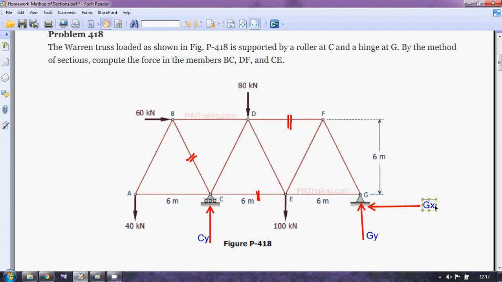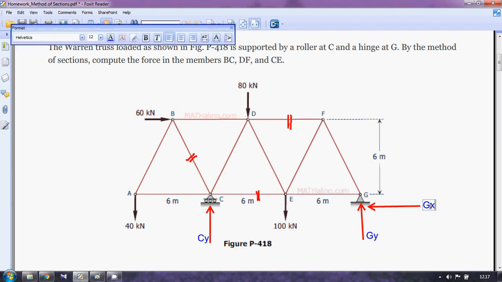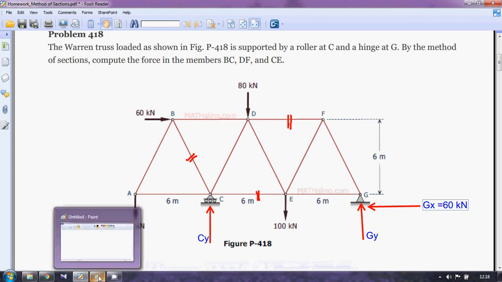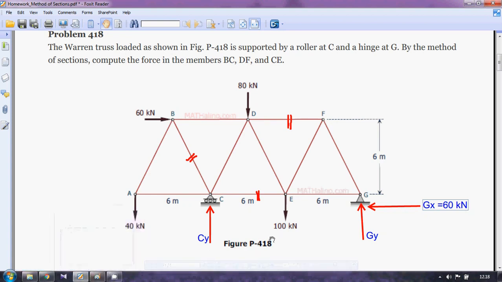So I can write that GX will be 60 kilonewton, and the direction must be in this direction, because only one force is acting in the x direction. It is 60 kilonewton here, so the reaction is 60 kilonewton in this direction. Now in the vertical direction, I have three forces and two reactions. So let me take a moment with respect to, for example, C point. So I will take a moment at C point.